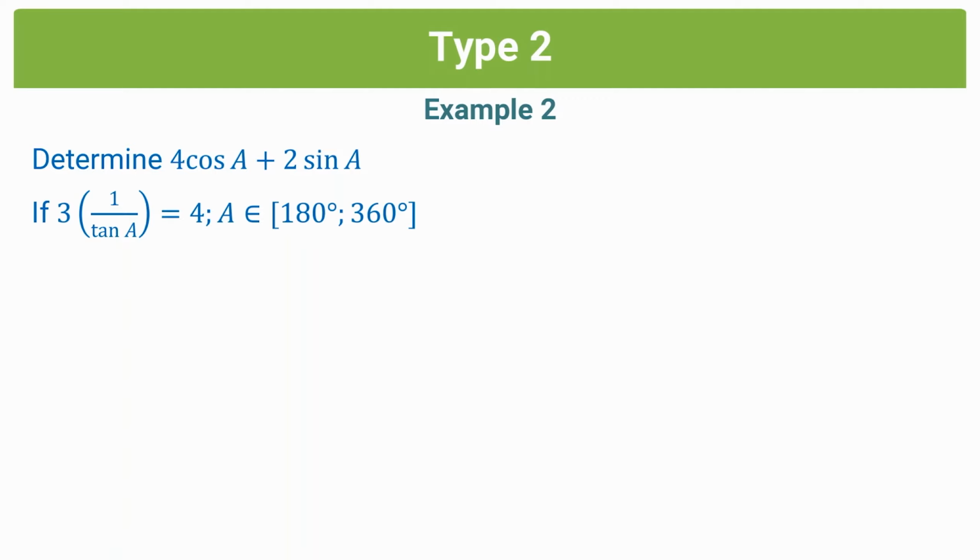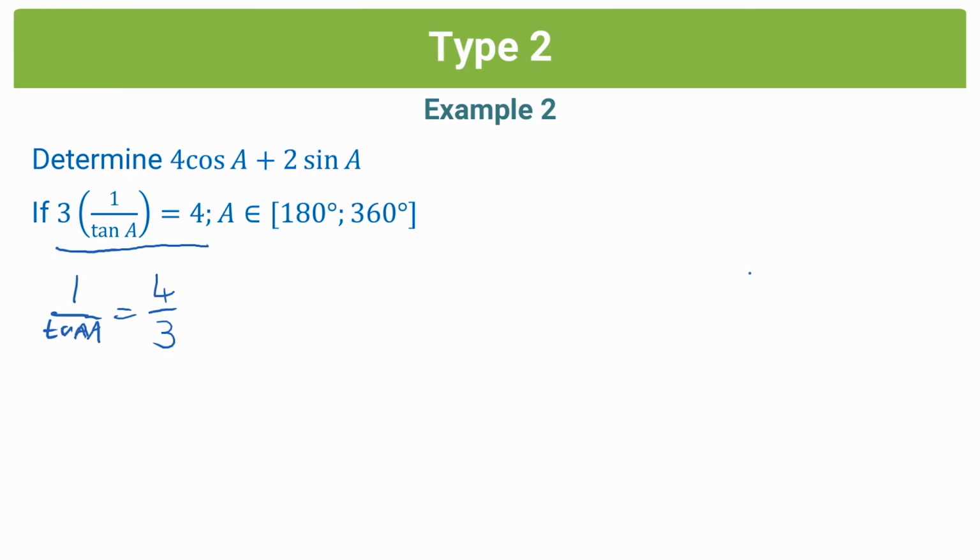So our first step is to always get in the form of trig function equals number. In this case, you can see we are definitely not in the form trig function equals number because we have a 3 on the left-hand side and we have a fraction. So we'll divide the entire equation by 3 to take the 3 over to the right-hand side, and that will give us 1 over tan A equals 4 over 3.